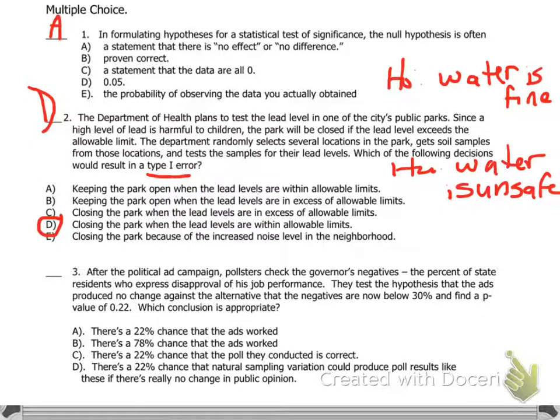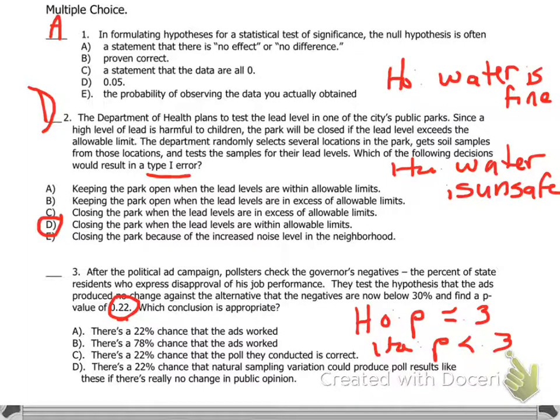Let's go to 3. After the political ad campaign, pollsters checked the governor's negatives, the percent of state residents who expressed disapproval of job performance. They test the hypothesis that the ads produce no change against the alternative that the negatives are below 30%. Okay, so H0, I would guess, is that p is equal to 0.3, and HA is that p is less than 0.3. Now, we got a p-value of 0.22.